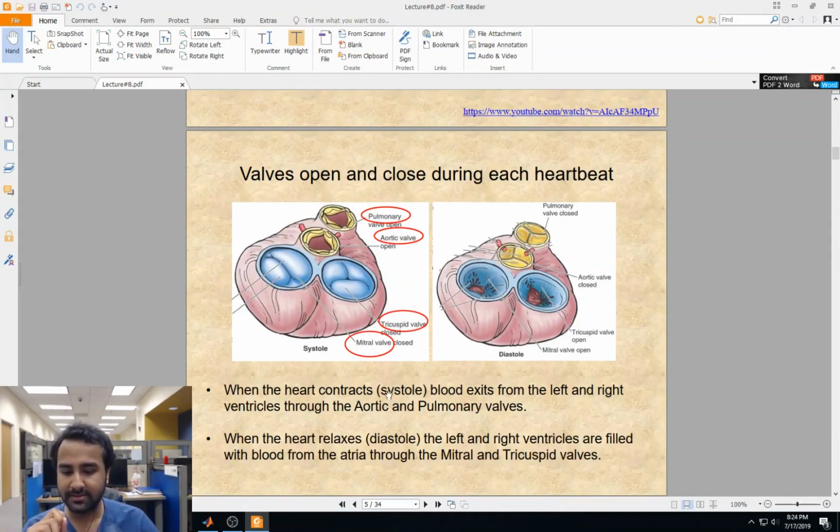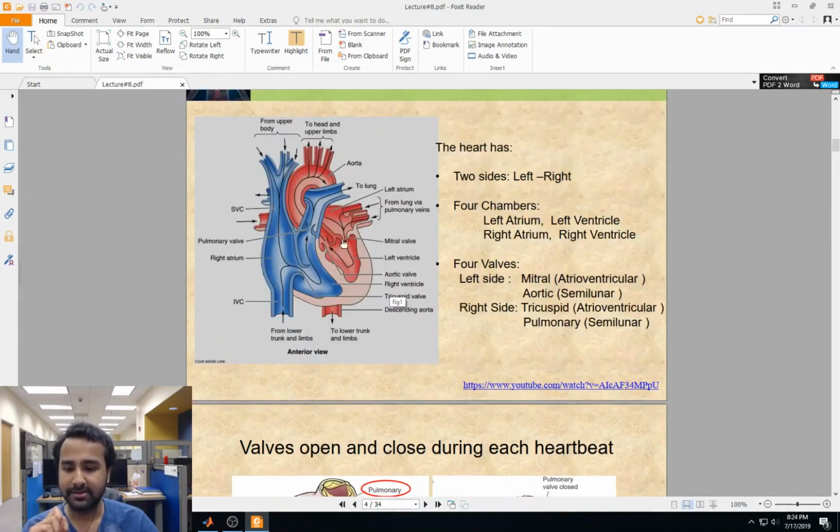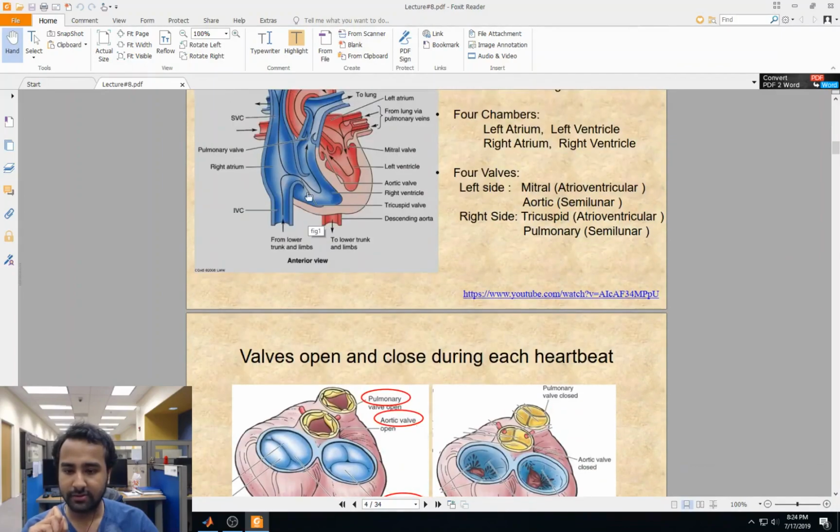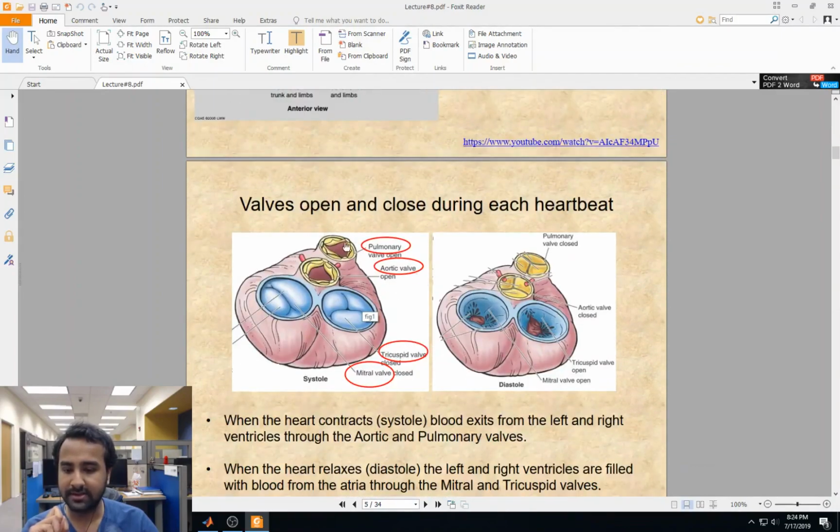So when the heart contracts, we call that systole, and blood exits the left and right ventricle through the aortic and pulmonary valve at the exact same time. So that would be up here and over here. So pulmonary valve, aortic valve. The ventricles contract and they push the blood into the lungs and throughout the body at the exact same times.